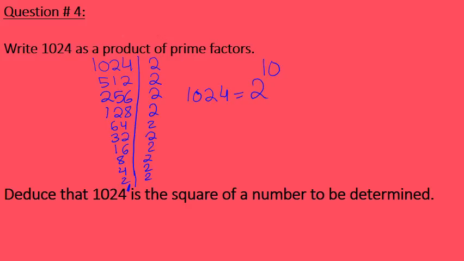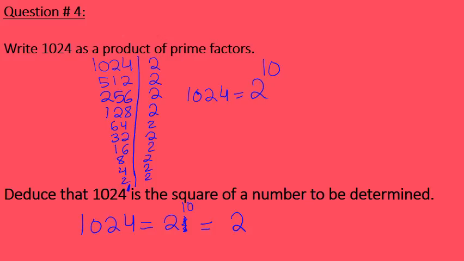Now, Joel, we should deduce that 1024 is the square of a number to be determined. What is 1024 as a product of prime factors? It is 2 to the power 10. How can we write 2 to the power 10 as a power of exponent 2? What is the base? 2. How can we make the exponent 10 as an exponent 2?